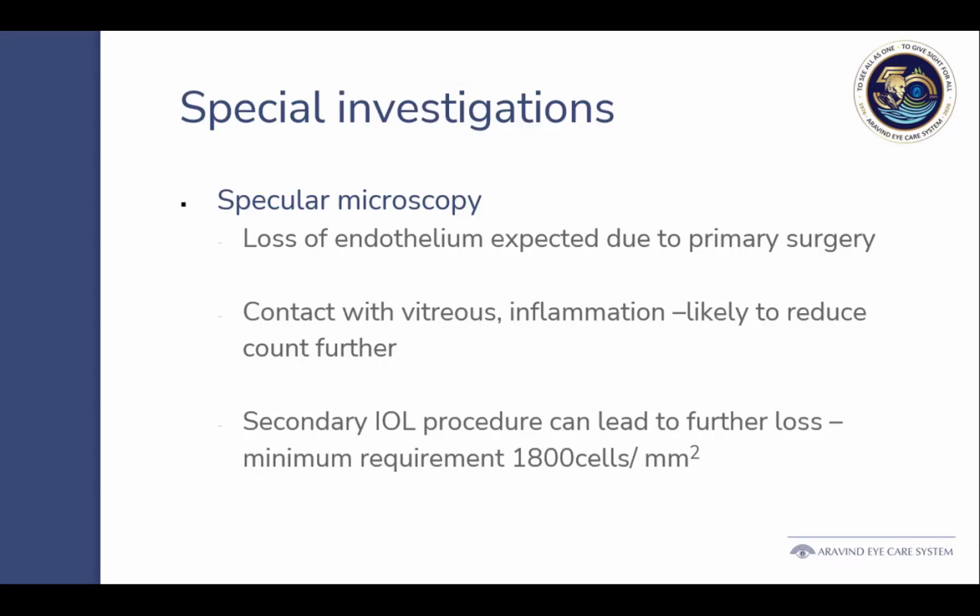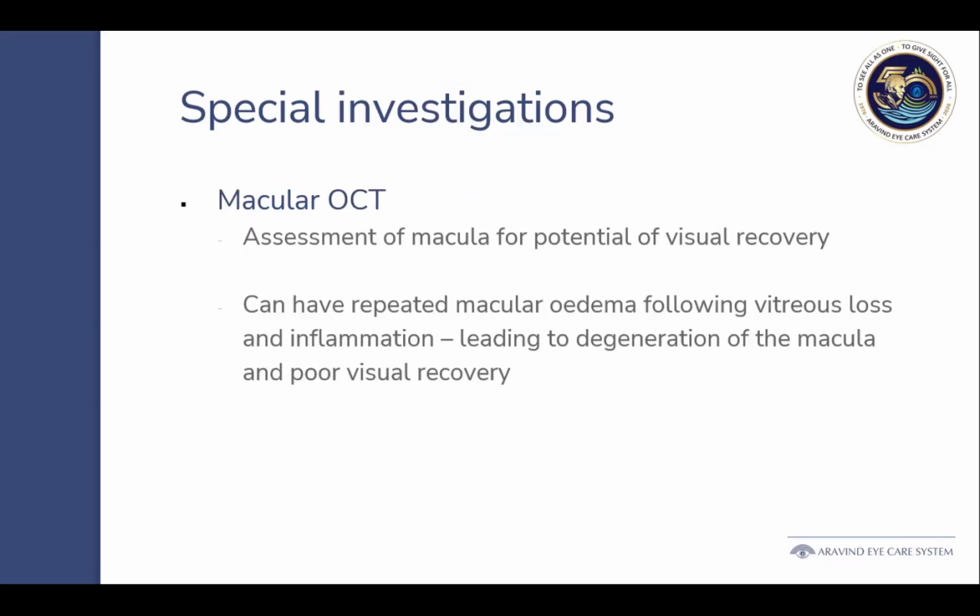And I have put a very, very strict figure of 1,800, but I think below 1,500, you're going to lose more. The macular OCT is helpful in assessing the status of the macula. So you know, because these are likely to get repeated attacks of cystoid macular edema and subsequent degeneration. So you can do an OCT macula to find out what is the prospective vision.